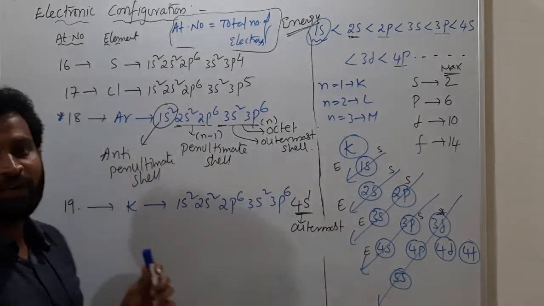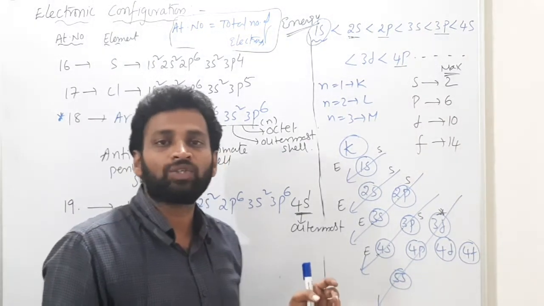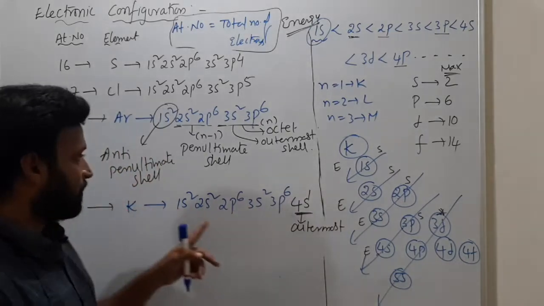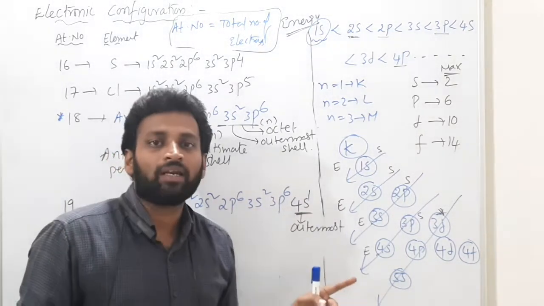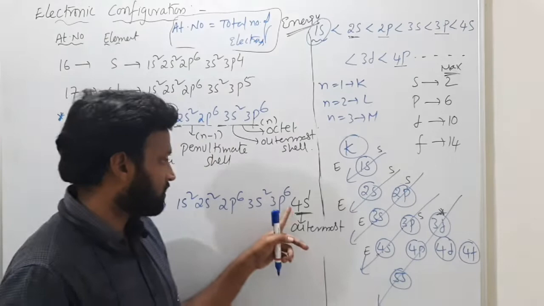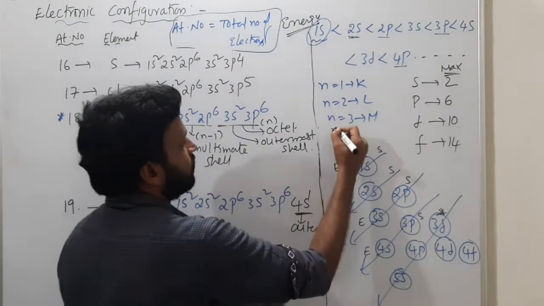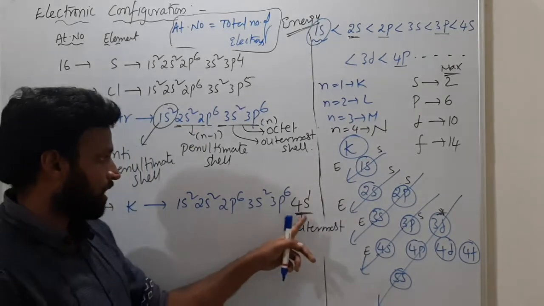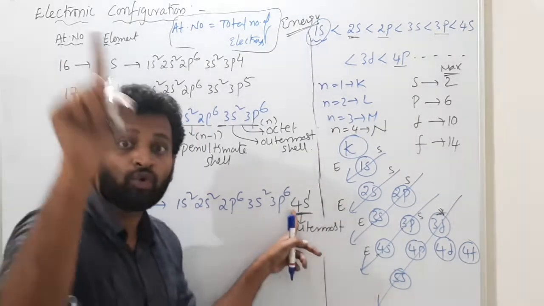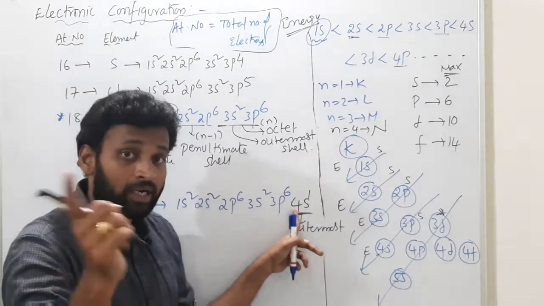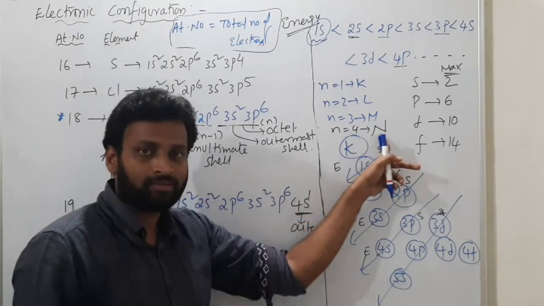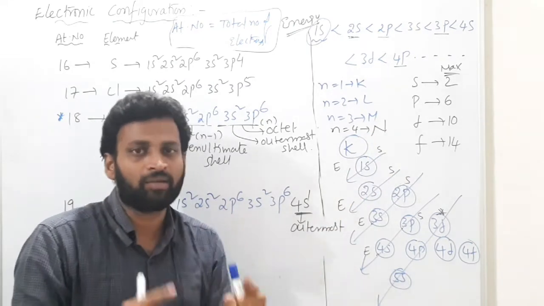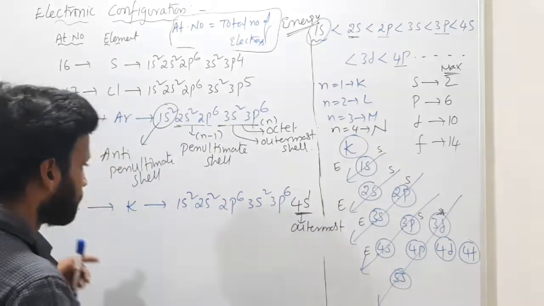In potassium, the differentiating electron enters into which subshell? 4s. In which shell does the last electron enter? The N shell, that is N equals 4, the capital N shell. So the last electron enters into 4s, into the N shell. Please try to focus, these are very important questions for us.